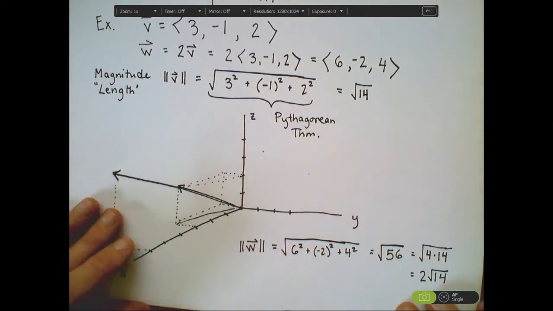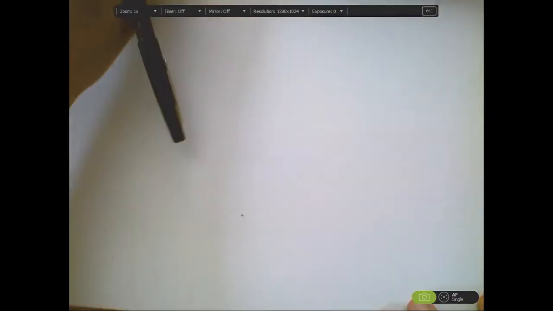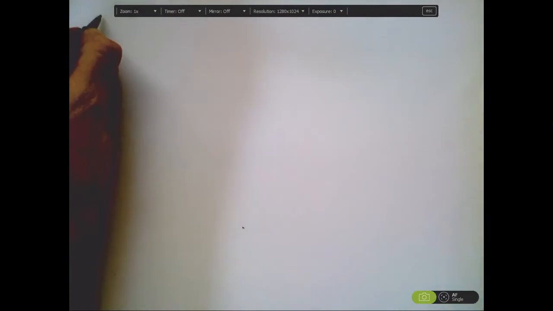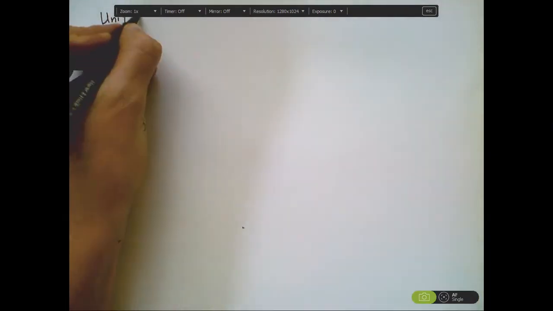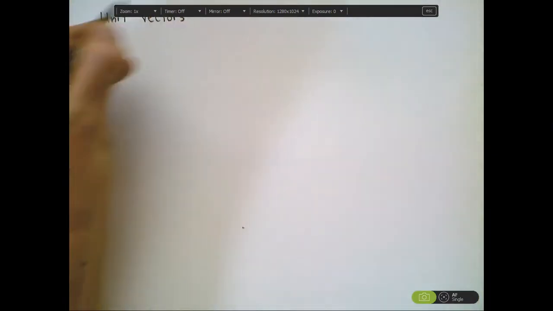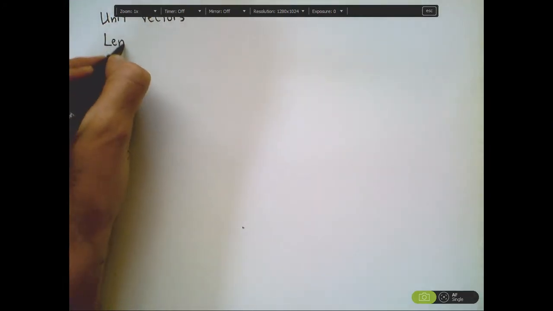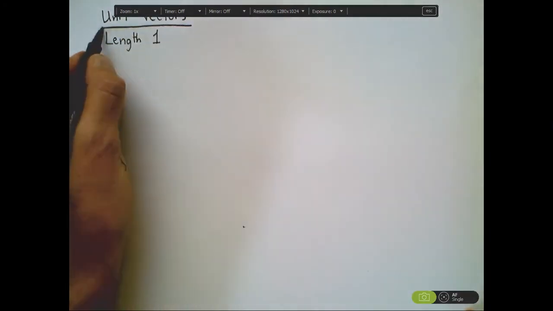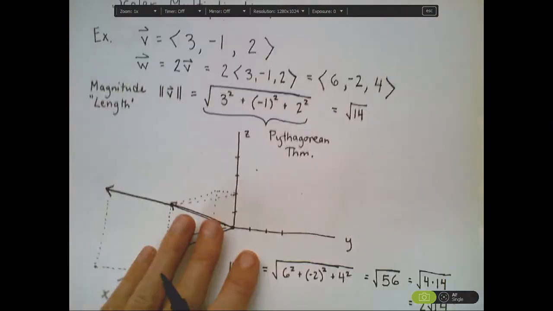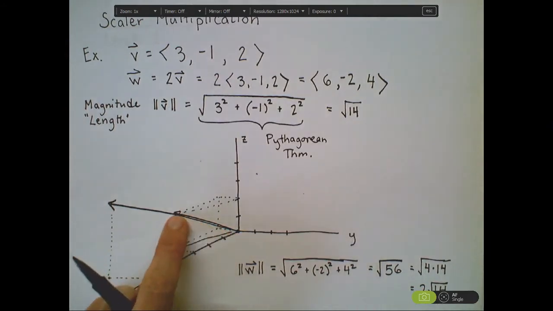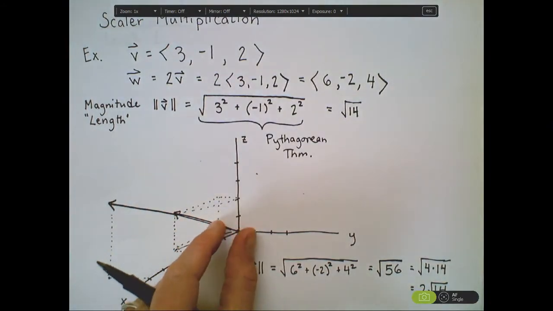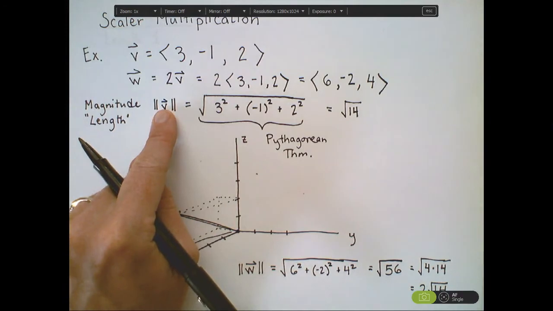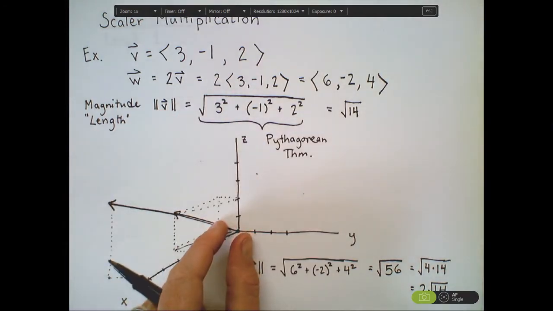There's one final thing that I want to mention that's important in terms of scalar multiplication, and that's the idea of unit vectors. So unit vectors have length 1, and we can take any vector and sort of shrink it down. Let's go back to our picture. Let's say that we have our original vector v, and I want to shrink it down to just have a length of 1 unit. We'll see that having vectors of 1 unit are nice for making computations. So let's start with our vector v and shrink it down to be a length of 1 unit. How are we going to do that?